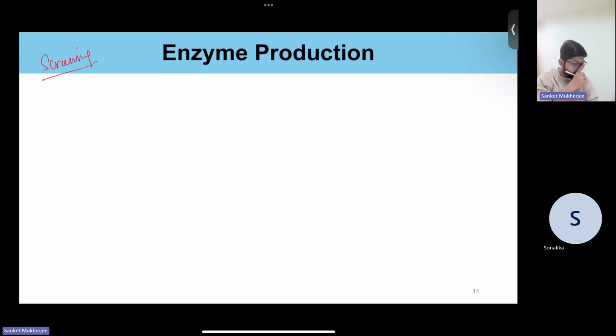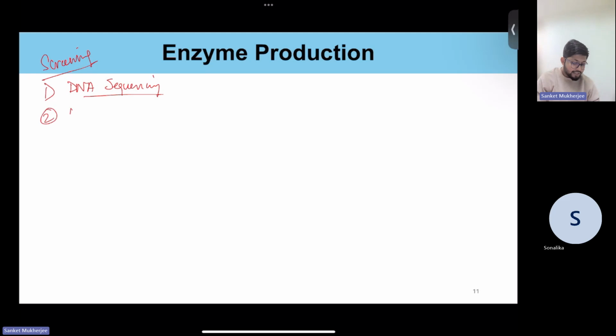So screening is performed by DNA sequencing. Like the Sanger sequencing can be performed to see whether your clone has the sequence of the gene, right?